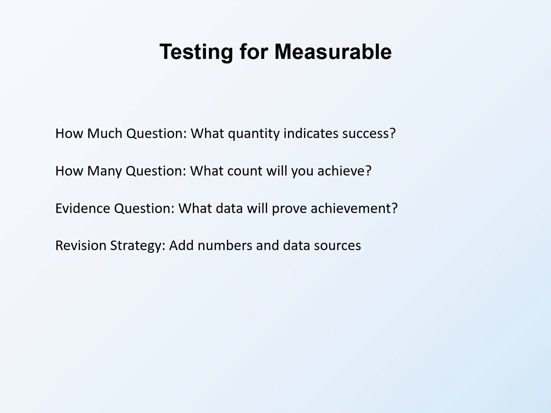The evidence question asks what data will prove achievement. Can you identify the specific data source that will verify results? If evidence is unclear, measurement is unclear. The revision strategy adds numbers and data sources. If your objective lacks quantification, insert specific metrics. If data sources are unclear, specify how you will collect evidence.